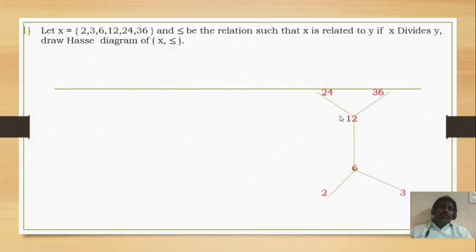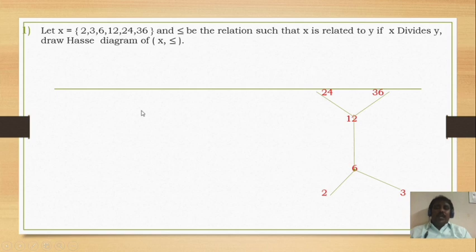Here, by doing those conditions, I have a Hasse diagram: 2, 3, 2 divides 6, 3 divides 6, 6 divides 12, 12 divides 24, and 12 divides 36. At last I will get this Hasse diagram. So this is the Hasse diagram for the given problem. We can also draw it simply by using a line. By taking a line also we can draw a Hasse diagram.